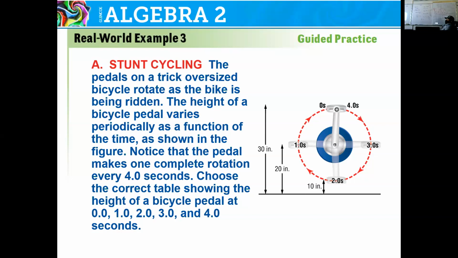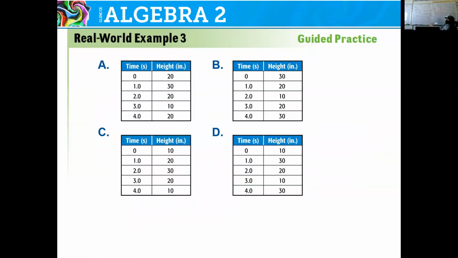Well, at 0, we're 30 inches. At 1 second, we're 20 inches. At 2 seconds, we're 10 inches. Then we're back to 20. Then we're back to 30. So they give us tables. Let's look which one has that.